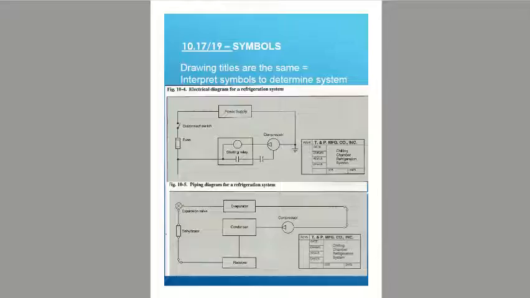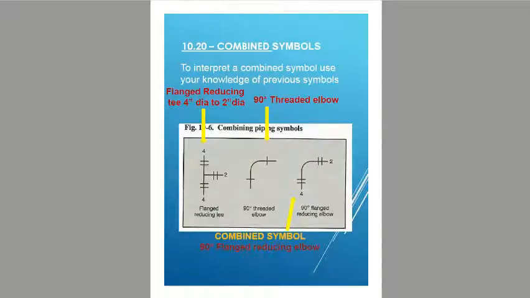But if we look at our symbols, you can use your symbols to figure out that 10-4 is electrical and 10-5 is piping. 10.20, interpreting a combined symbol is often a matter of common sense based on your knowledge of what other symbols mean.